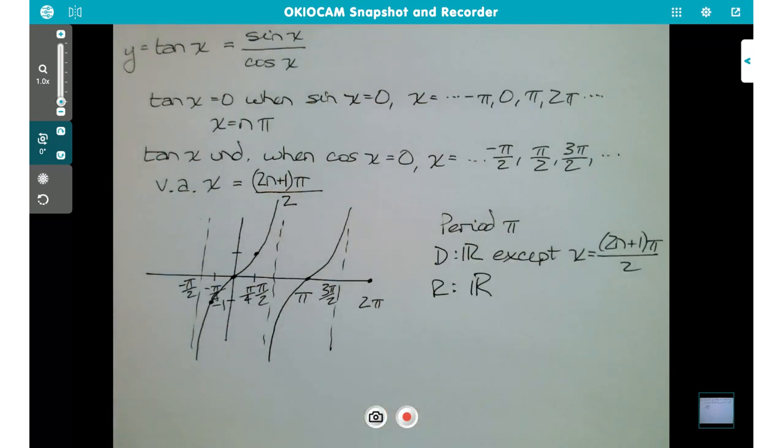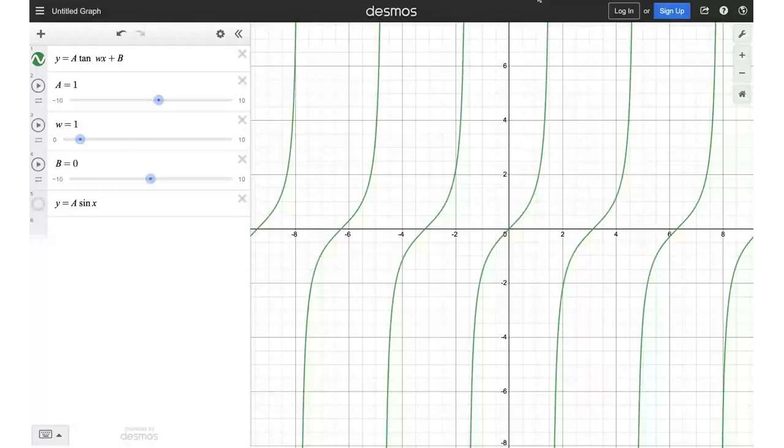And here, you get to look at me for a second, I think. If you ever wondered, this is it. Here's the nice Desmos version of y equals tangent x.